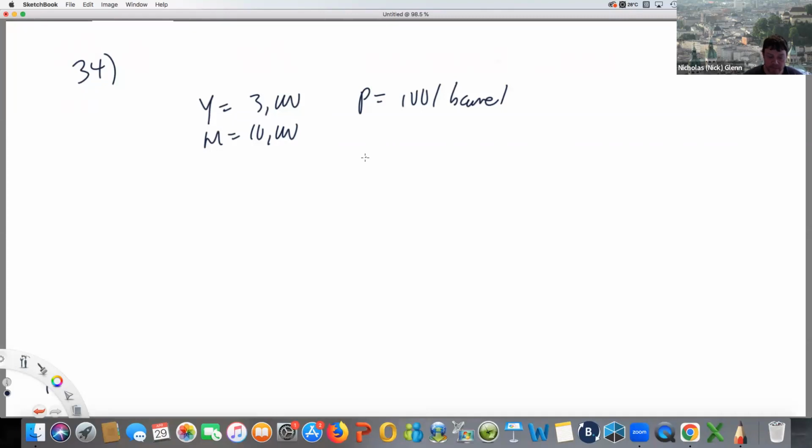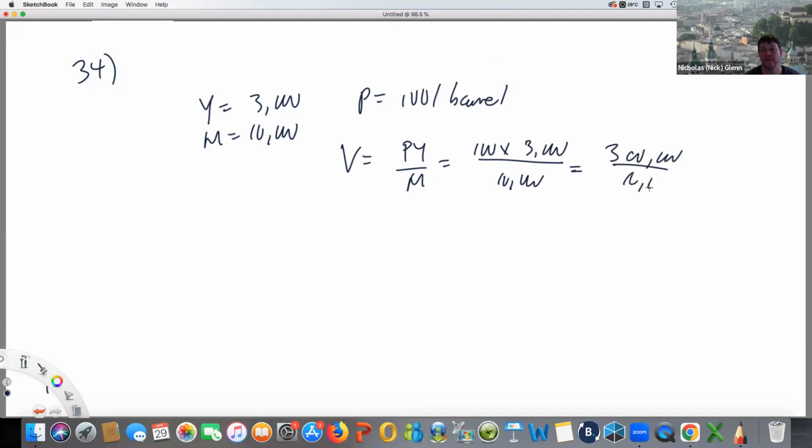All right. The first thing we want to do here is find velocity. Velocity is PY divided by M. So P times Y is 100 times 3,000. M is 10,000. So that's 300,000 divided by 10,000 equals 30. All right. So we want to find the price level if the Fed increases the money supply by 8%.